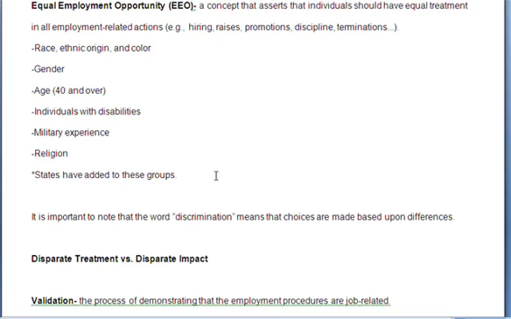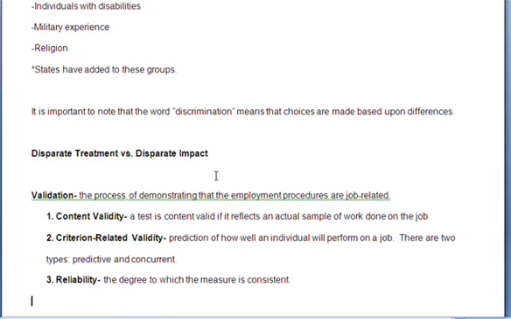Okay, disparate treatment versus disparate impact. I'm not going to go into all the ins and outs of that here. That can take a while. But I will say that disparate treatment is a type of discrimination that we tend to think of when we hear that, hey, Bob wasn't hired for that job because he's in a wheelchair.